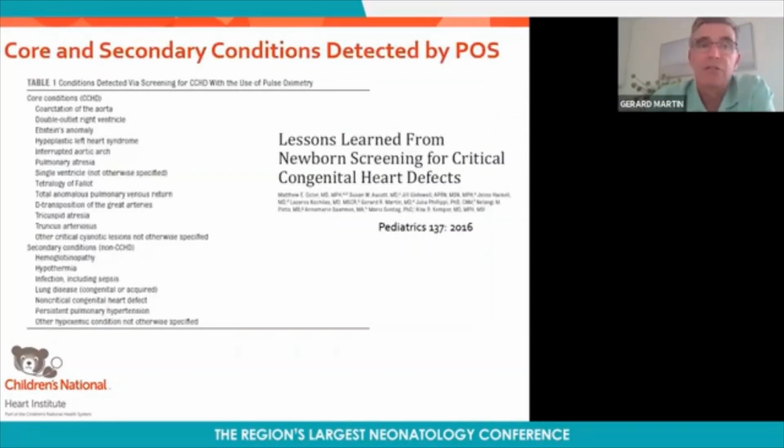Things have not changed between what we consider the core critical congenital heart defects and the secondary conditions. As was initially shown by Anne Granelli in Sweden, not only are we able to detect the critical congenital heart defects, but many other secondary conditions that are important: hypothermia, infections, sepsis, lung disease, persistent pulmonary hypertension, which were originally called false positives, but now we like to refer to them as secondary conditions.